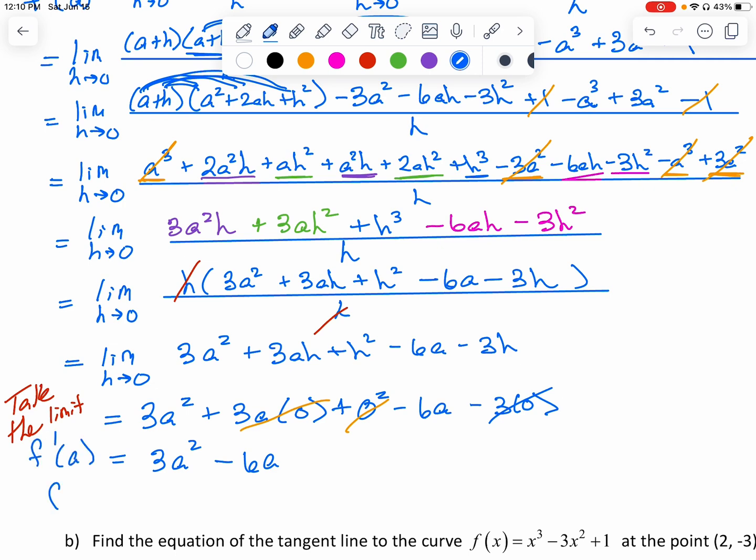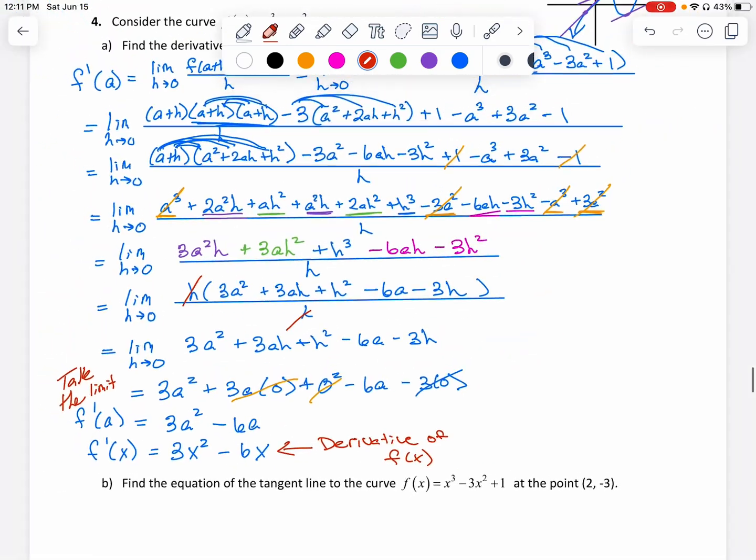I can also write this as a general equation in terms of x. So the derivative of f of x is 3x squared minus 6x, just substituting the x for the a. So this is the derivative. All right.